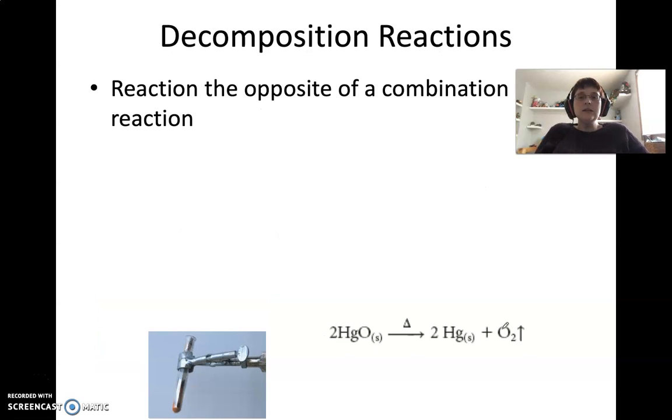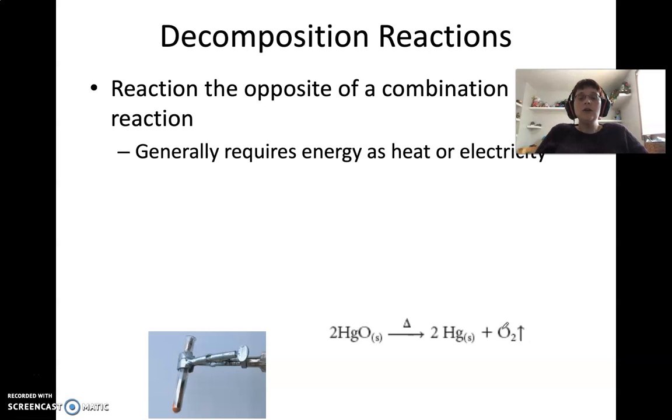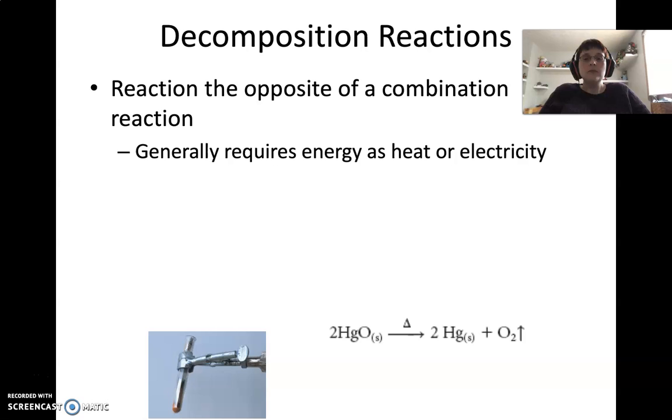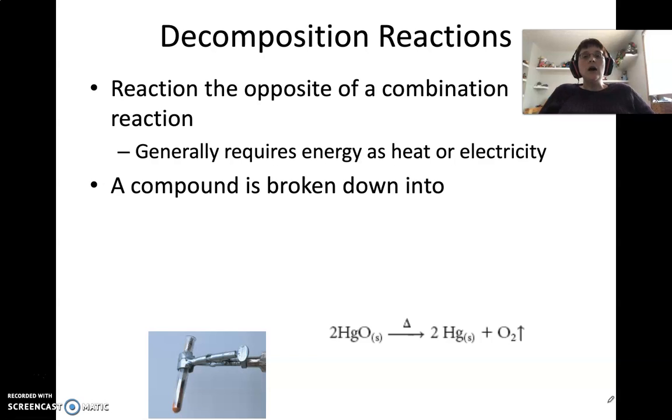Decomposition reactions, these are the opposite of a combination reaction. So you're going to usually require some sort of energy in order to get a decomposition reaction to occur. So you're going to need heat or electricity in order to get these to work. So we've got here mercury oxide. That's the reaction that's actually happening down here in the test tube. So a compound is going to get broken down. That's what a decomposition reaction is.